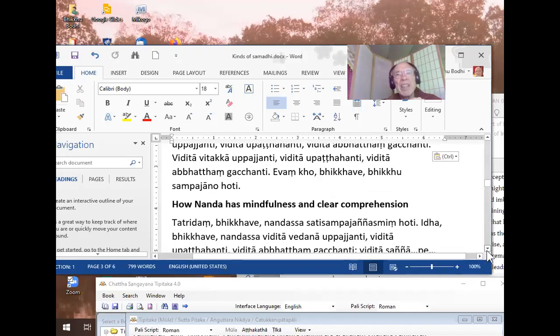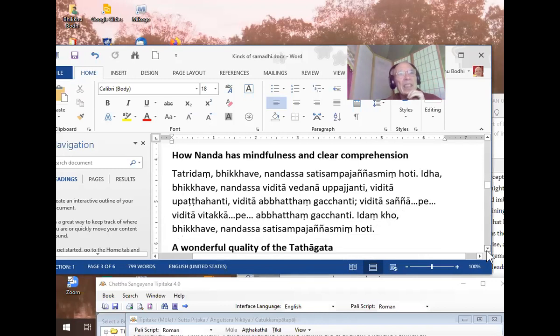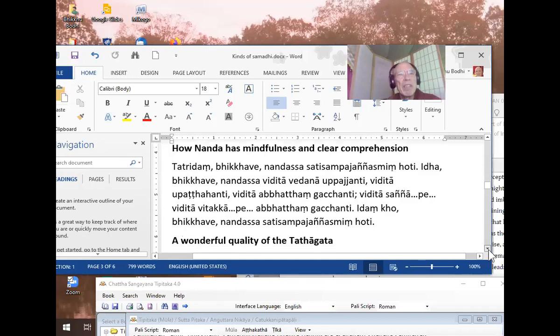And I just collected a number of other texts that use the same formulation. So one, this doesn't really add anything, but in this sutta, the Buddha is praising his cousin. His cousin is named Nanda. So he's praising Nanda for his practice of mindfulness and clear comprehension. And again, just the same formula.